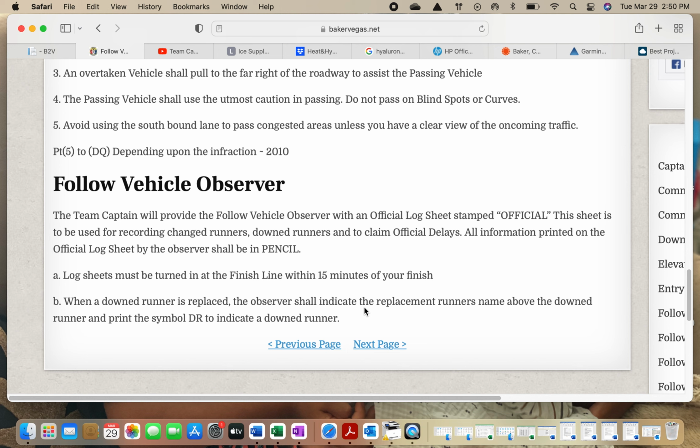So when you check in, your team captain will receive their official run plan. They're going to take those run plans and put them in the follow vehicles. You're going to have them there on a clipboard, hopefully. Hopefully your team captain gives you a clipboard. Put your run plan on there. You, being the observer, are responsible for making any documentation that is necessary, such as recording any runners that changed.